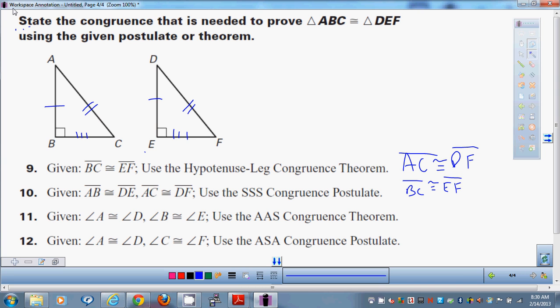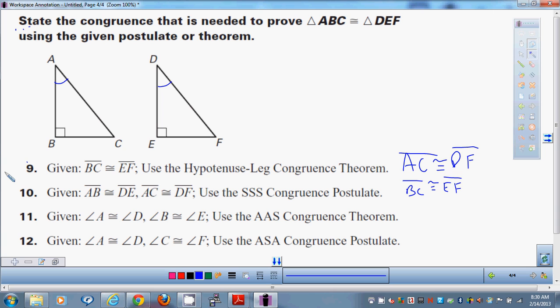Number 11. Mark the pieces you know. A is congruent to D. This is number 11. And B is congruent to E, which is already marked. Now, there are two different things you could give me to solve this. What do I need to know in order to use angle, angle, side?